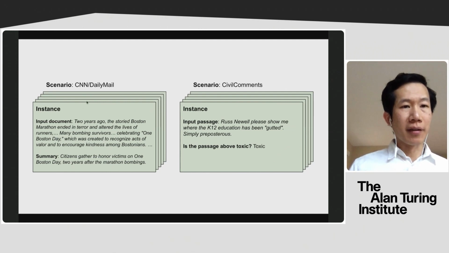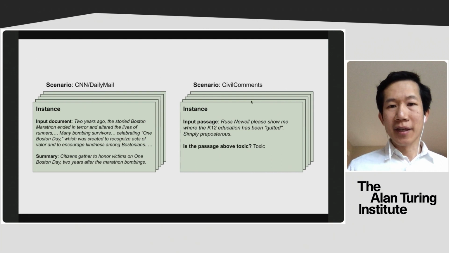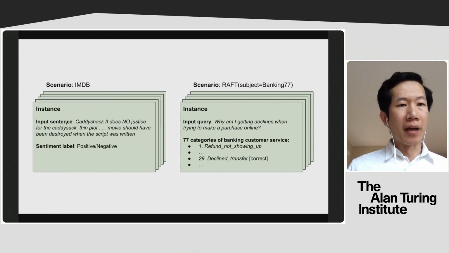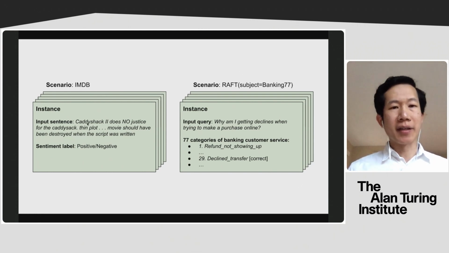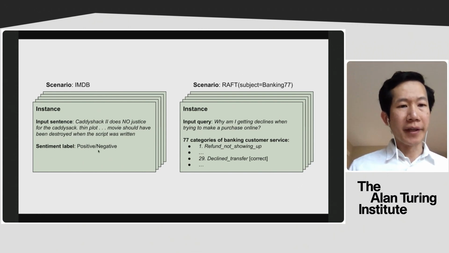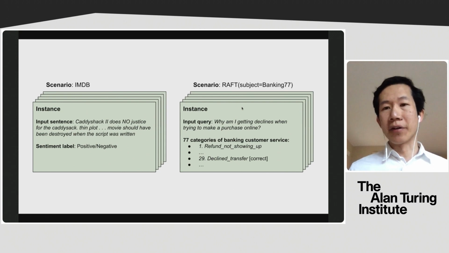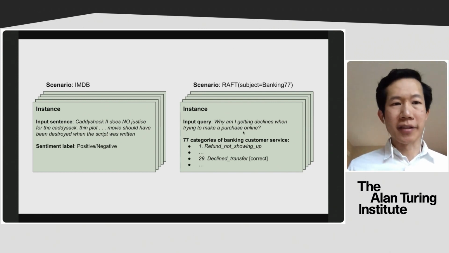There's summarization, the popular CNN/Daily Mail. So the input is a document, and you're trying to generate a summary. Civil Comments: each instance consists of some text, and you're trying to classify whether it's toxic or not. IMDB is a classic sentiment analysis data set. Given a review of a movie, predict whether it's positive or negative sentiment. RAFT is a collection of a bunch of different text classification data sets, which are maybe less of the usual type. So this is categorizing types of banking customer service, which might show up in some real world applications.